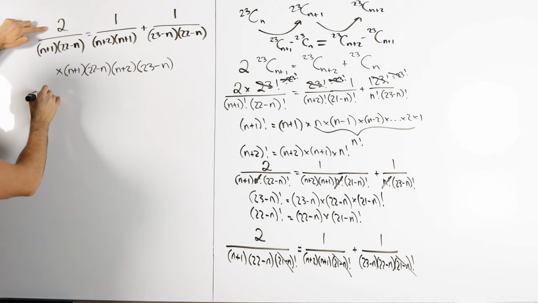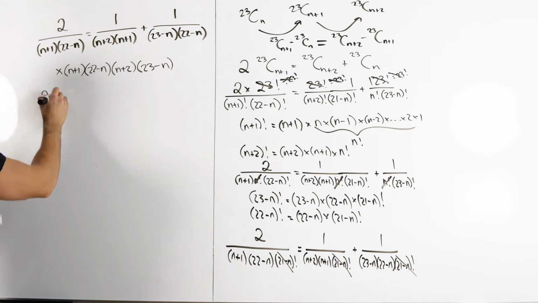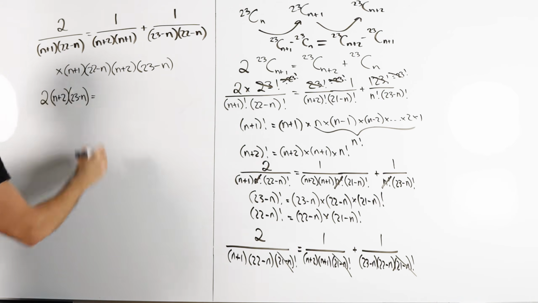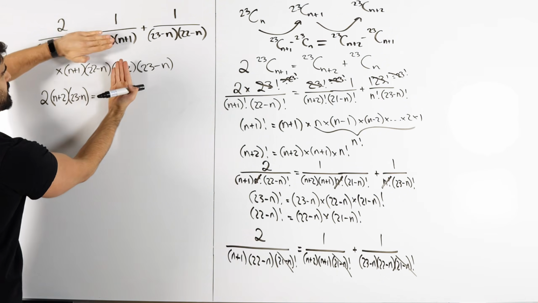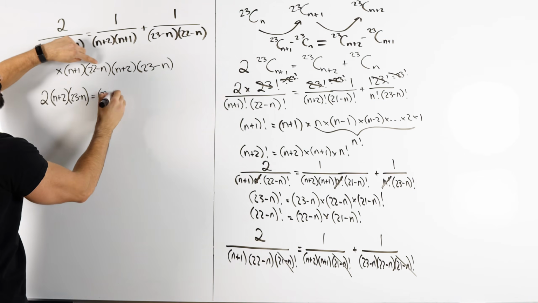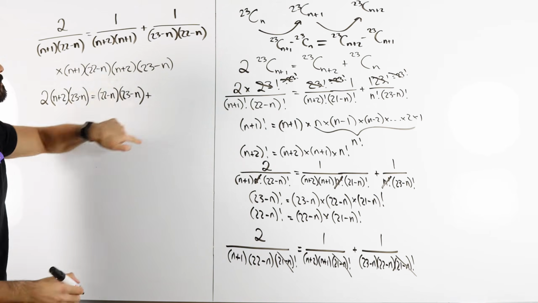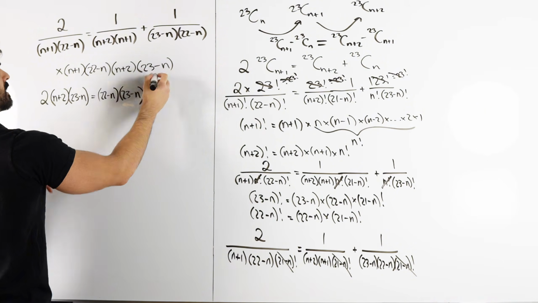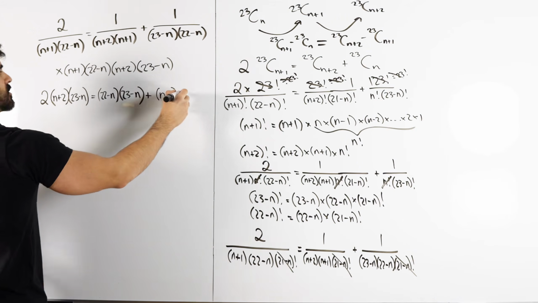So we get 2 lots of, should we just start expanding it now? Nah. (n + 2)(23 − n) equals (n + 2), that's there, and the n + 1 would cancel, and we're left with this times this. So we get (22 − n)(23 − n). Then finally, the 23 − n and the 22 − n will go. We'll get (n + 1)(n + 1)(23 − n)(n + 2).